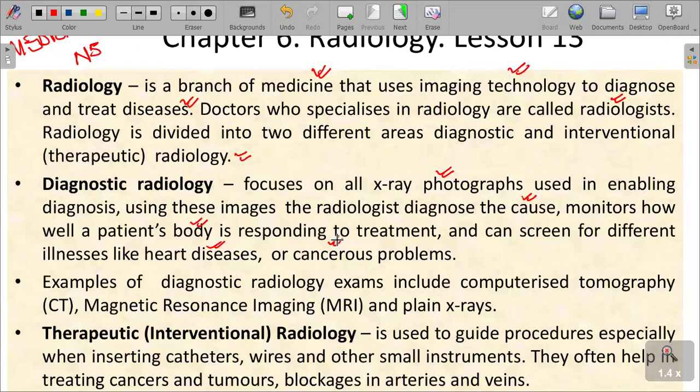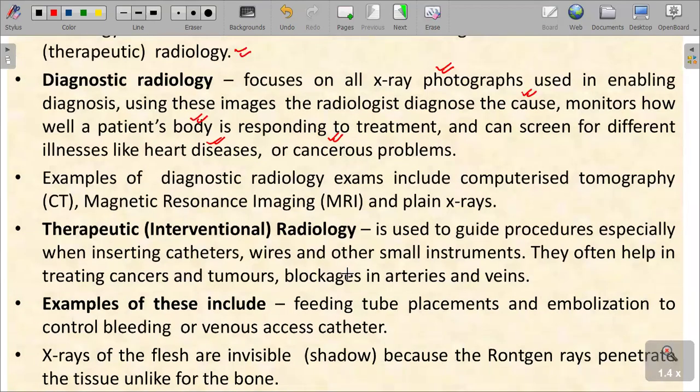So examples of diagnostic radiology exams include computerized tomography, which is sometimes called a CT scan. I'm sure that you have heard of that one. It can be taken through the throat, and it can also be taken within the gastric parts of the body, like inside the stomach. We also have magnetic resonance imaging, which is a more advanced way of taking X-rays. And also we have what is called the general plain X-rays.